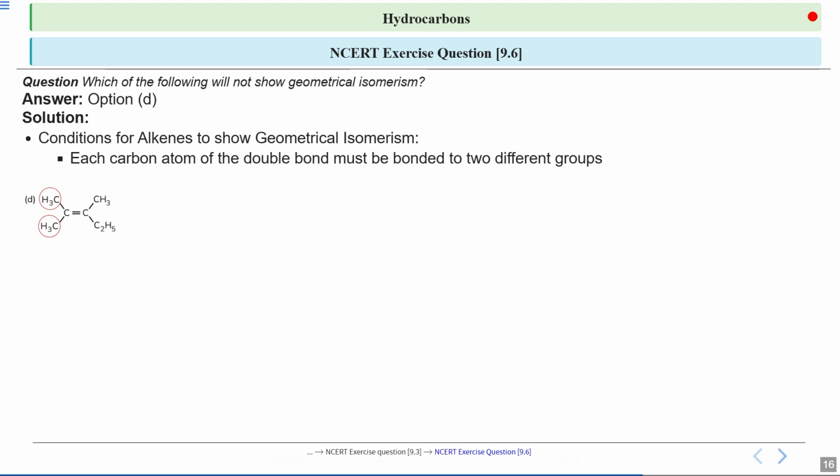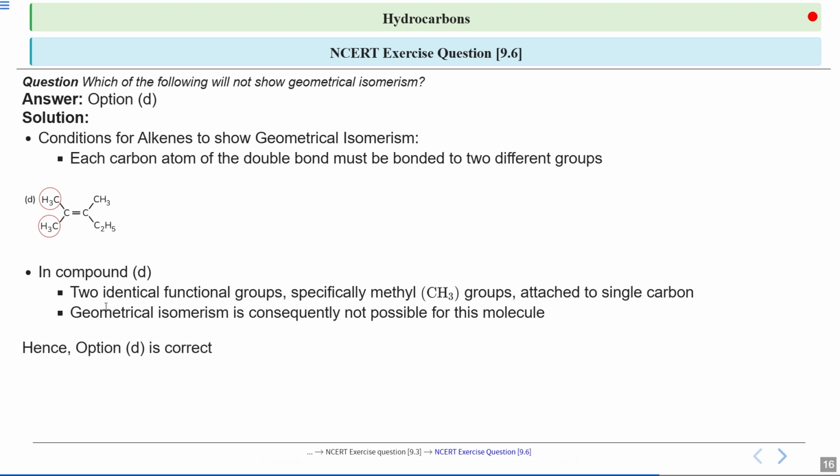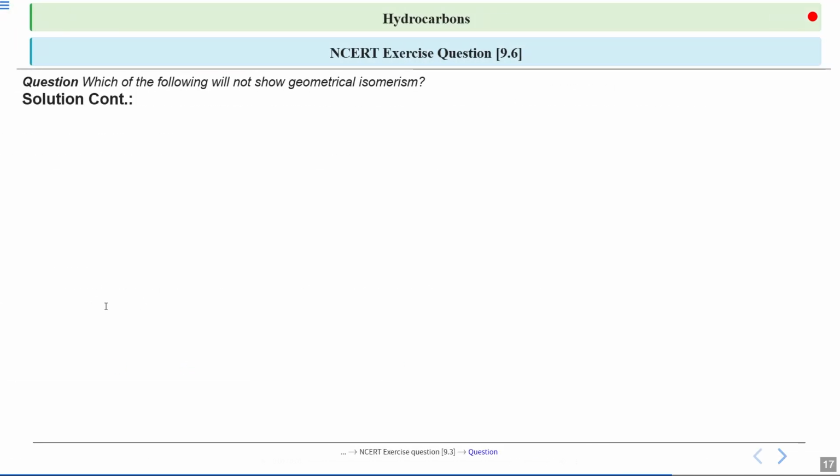Now, if that is the criterion, then option D has 2 methyl groups bonded to the same carbon of the double bond. So what we can say about compound D is that 2 identical groups, I would say 2 identical methyl groups, are attached to the single carbon. Therefore, geometrical isomerism is not possible for this molecule because you can exchange their positions and that would result in the same molecule. Therefore, option D is your correct answer. Got it?